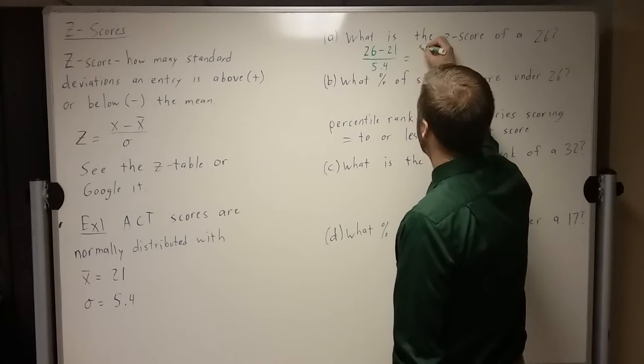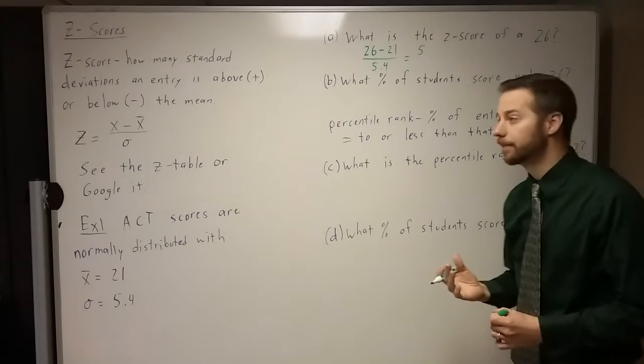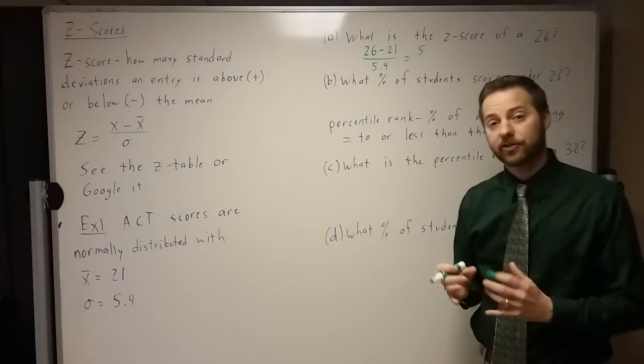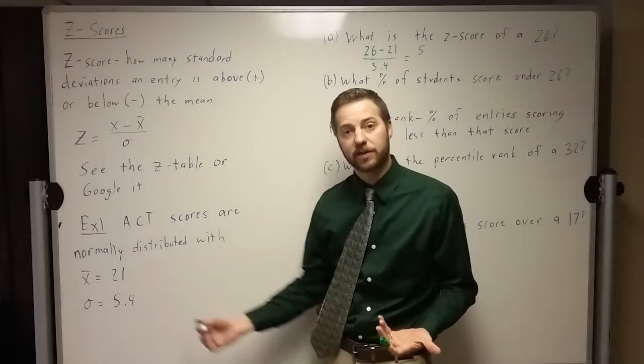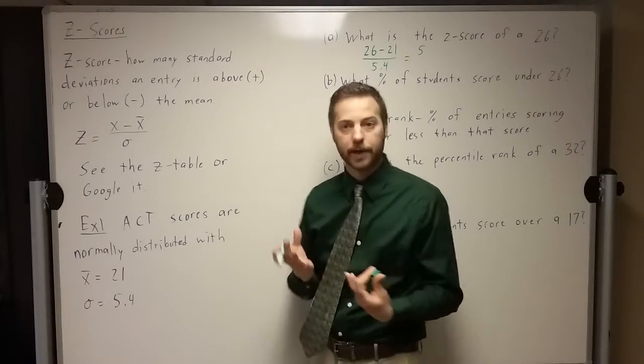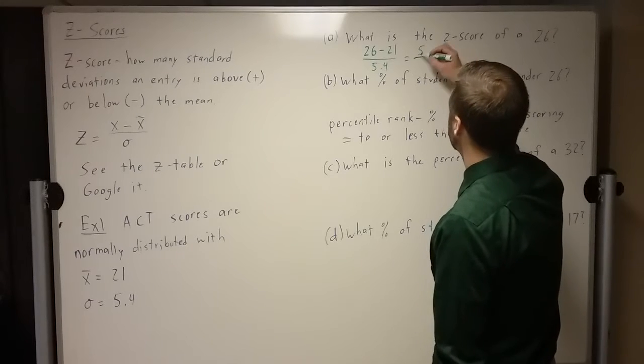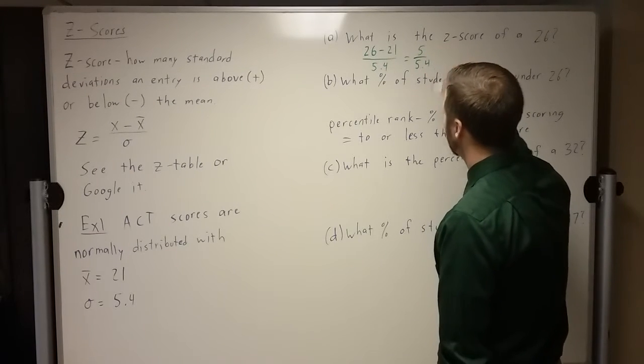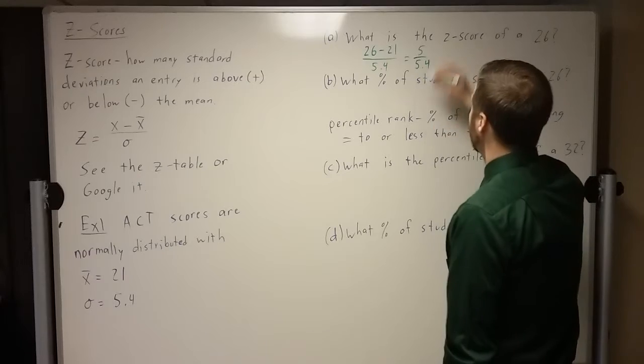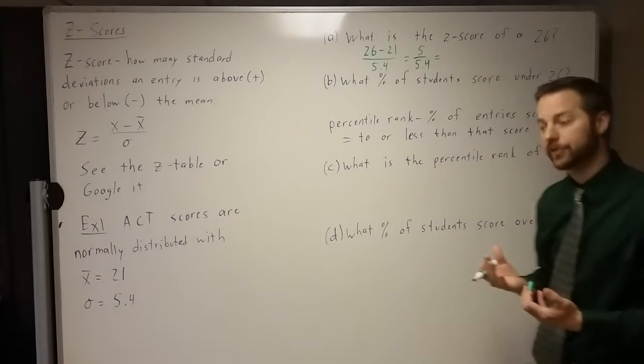In other words, we're 5 units away from the mean, which means, just thinking about it logically, we're a little less than 1 standard deviation. So our z-score is going to be a little below 1. We're going 5 of the 5.4, and so 5 divided by 5.4 is how we compute our z-score.